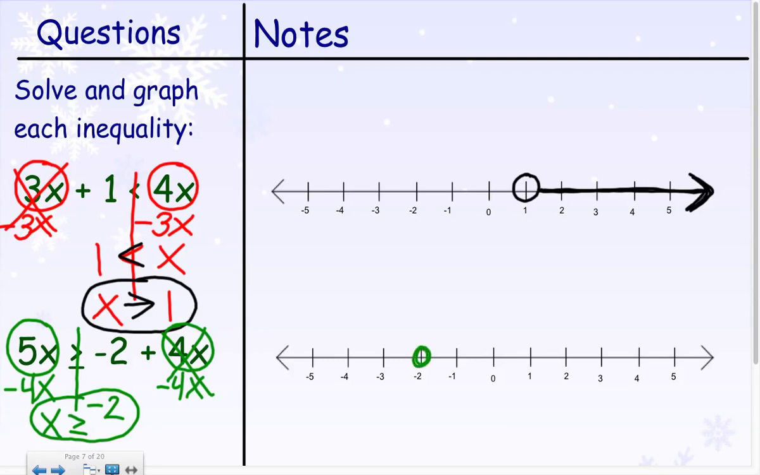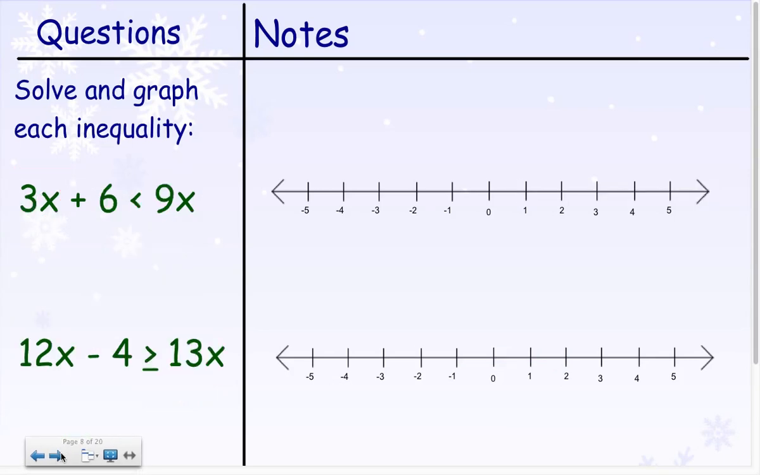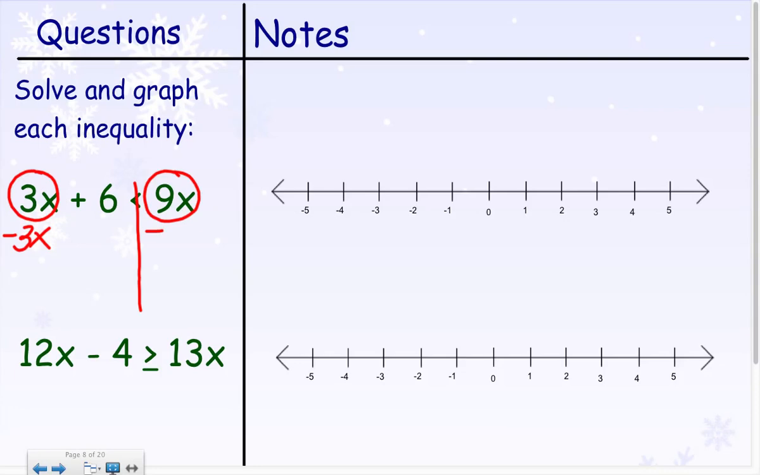Closed circle on negative 2. x is greater than or equal to negative 2, so numbers that are bigger than or equal to negative 2. And my arrow is shading to the right, so I'm going to shade to the right. Train tracks. Circle my couples. In order to avoid a negative, I'm going to subtract 3x on both sides.